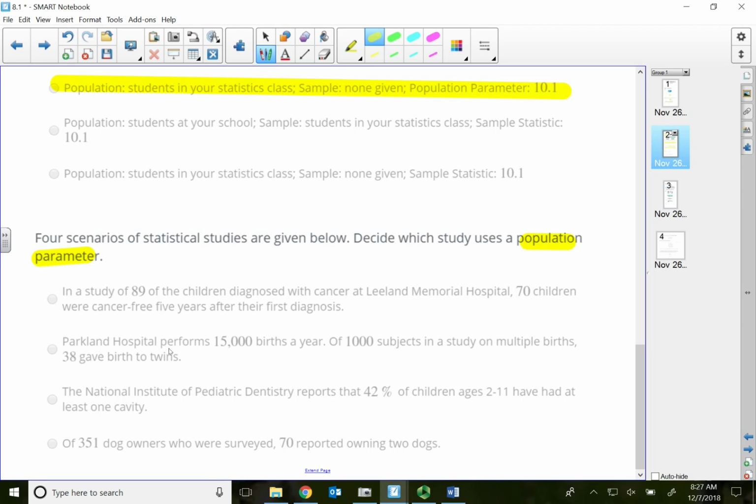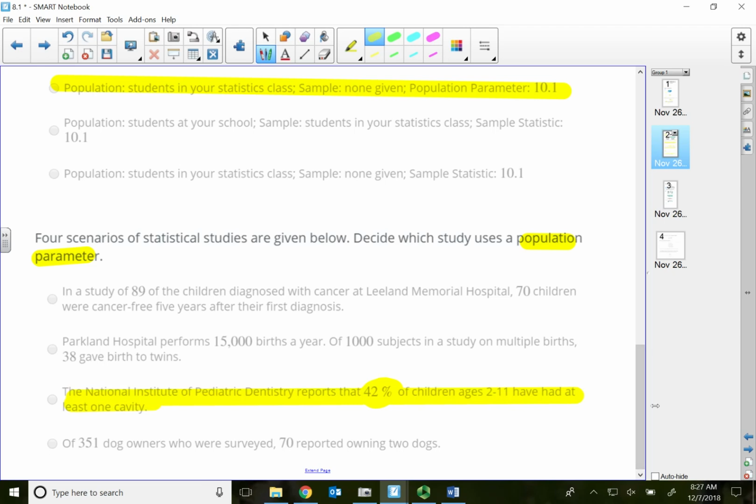Parkland Hospital performs 15,000 births a year, of which 1,000 are studied. That 1,000 is a sample statistic because it is out of the 15,000. The National Institute of Pediatric Dentistry reports that 42% of children, so this 42% of all the children between ages 2 and 11 refers to the population. This number 42% is associated with a population parameter. So that will be my answer.